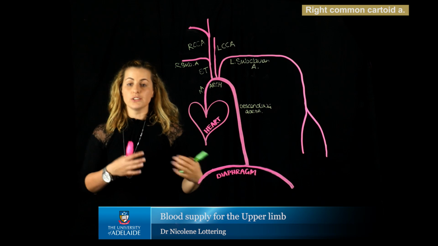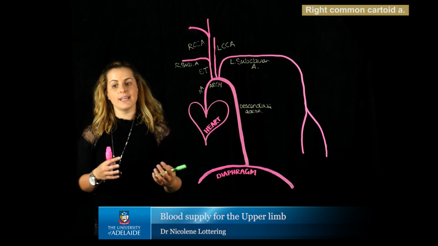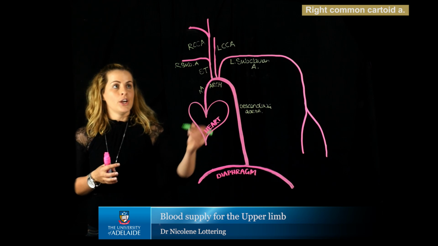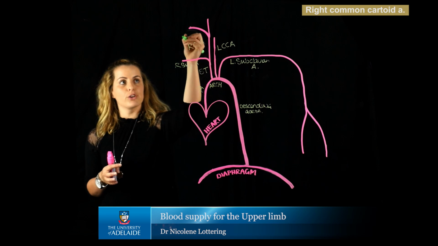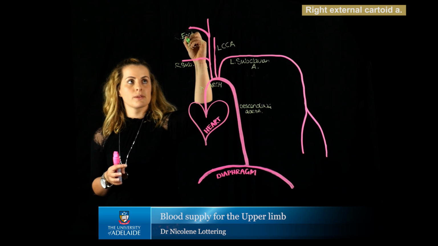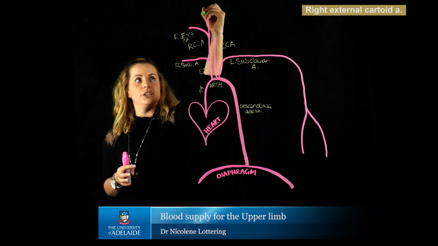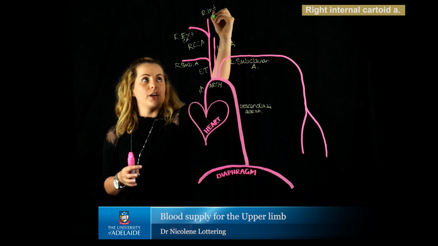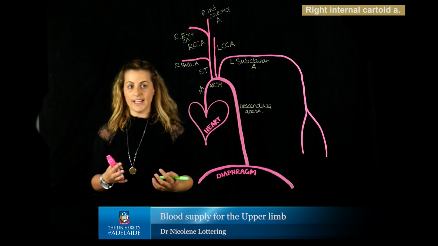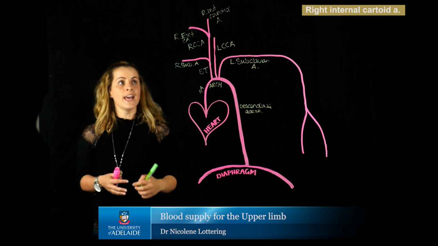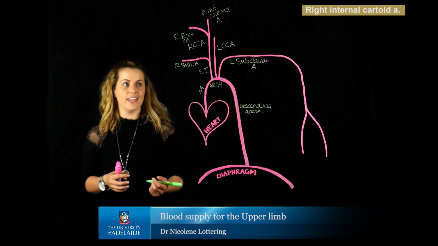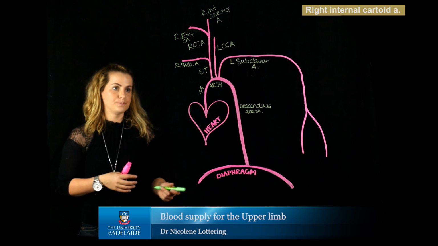Whenever you hear the term common, it generally means that a vessel is going to split into an internal and an external artery. So you can see up here, our right common carotid artery will split into the right external carotid artery, and then also into the right internal carotid artery. Remember that the external carotid artery is going to supply the face as well as the superficial muscles of the scalp, and the internal carotid arteries are going to supply the brain and the internal structures of the head. And we have the same on the left side.